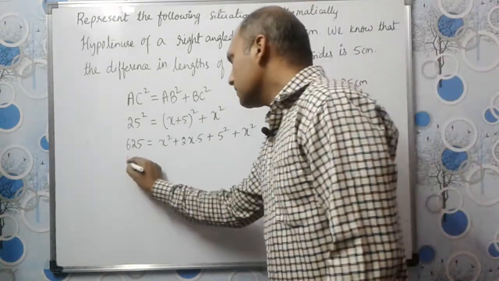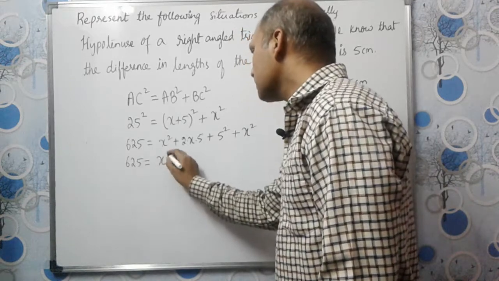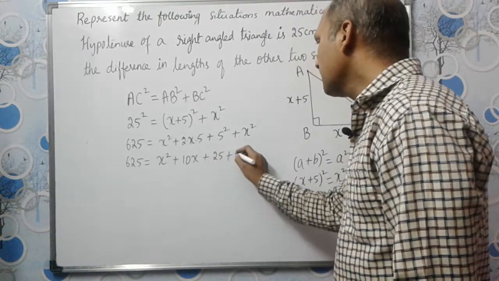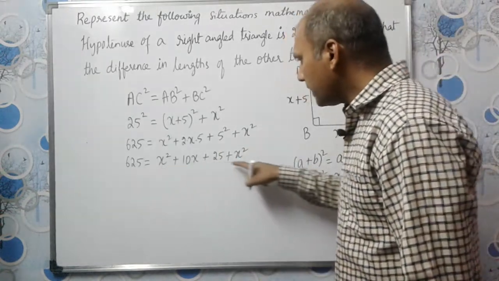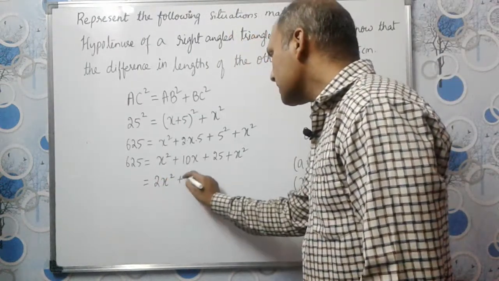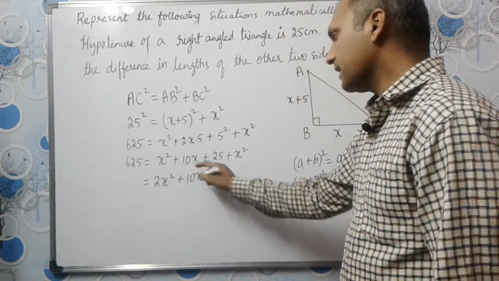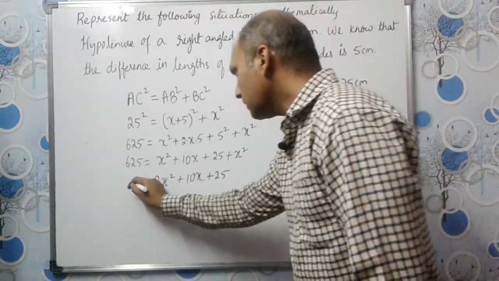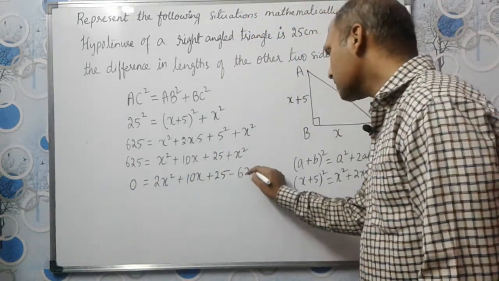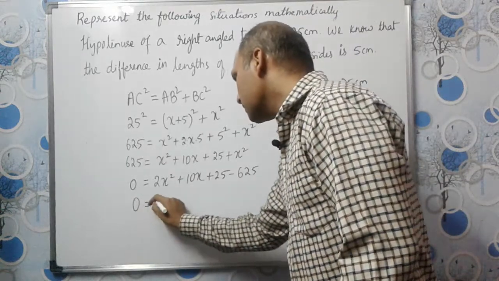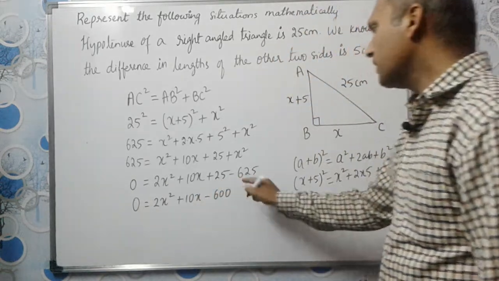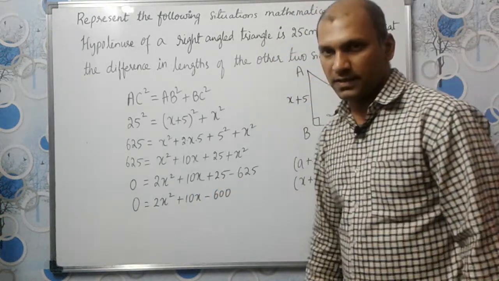Okay, so this is 625 is equal to x square plus 2 into 5 is 10. This is 10x plus 5 square is how much? 25 plus x square. x square and x square is how much? It is 2x square, plus we have one x term, 10x plus 25. See, let us bring this 625 to the RHS, so it will become minus 625. So this is 0 is equal to 2x square plus 10x minus 600, since 25 minus 625 is minus 600.